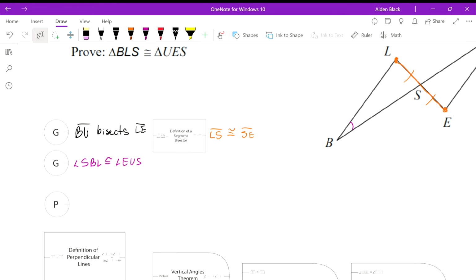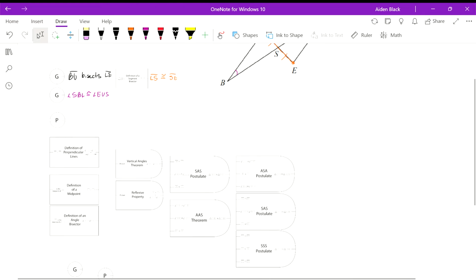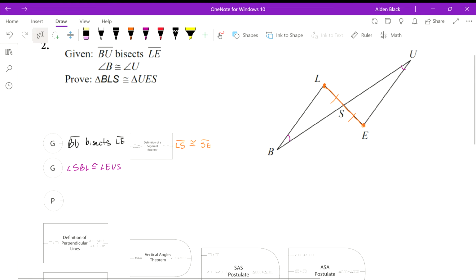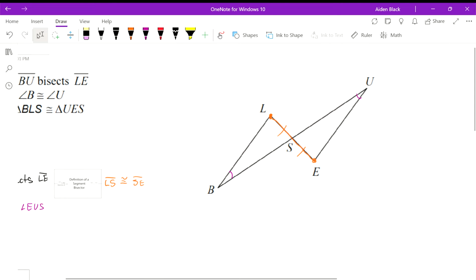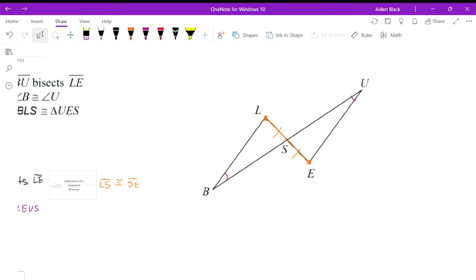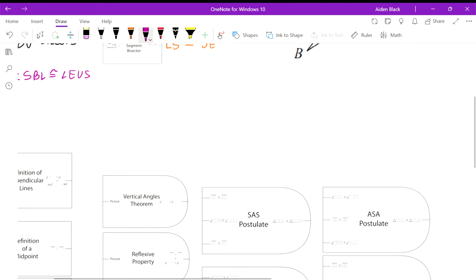Now we have 2 pieces of information that go into the input of our final card. Which final card it is, we don't know yet because we still need 1 more piece of information. This is where the P comes into play because it stands for picture. So we look at the picture. What can we tell from the picture? What's provided? Well, we know already that BU crosses LE. Therefore, we know that the angles on opposite sides are congruent by the vertical angle theorem.